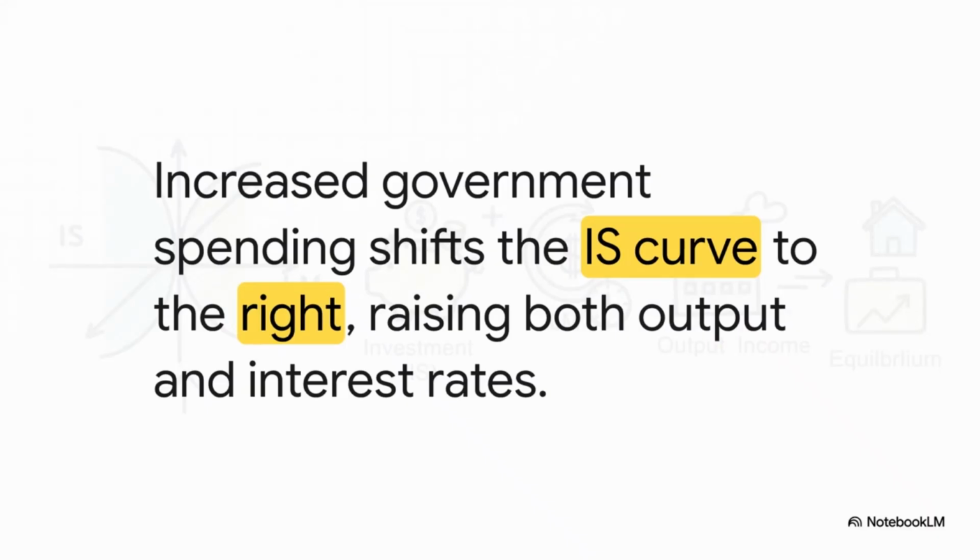So let's run a scenario. Let's say the government decides to go on a spending spree. Building new roads, bridges, the whole shebang. That's a huge injection of cash directly into the goods market. What happens to our graph? The entire IS curve shifts over to the right. And where's our new equilibrium point? Well, you can see it right there. Output is higher, meaning the economy grew. But look, interest rates also went up.